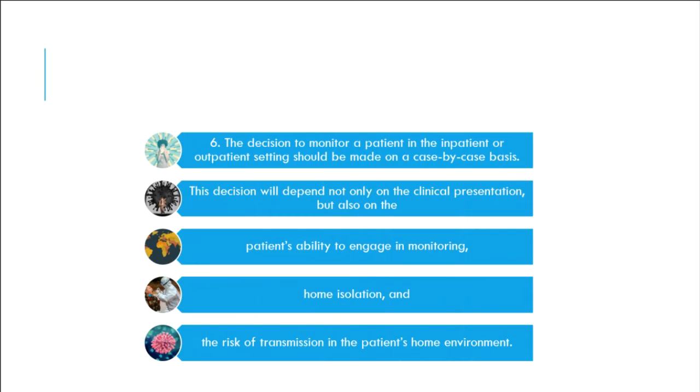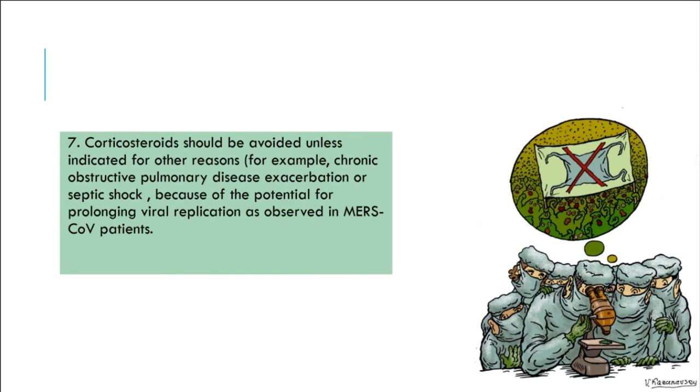6. The decision to monitor a patient in the inpatient or outpatient setting should be made on a case-by-case basis. This decision will depend not only on the clinical presentation, but also on the patient's ability to engage in monitoring, home isolation, and the risk of transmission in the patient's home environment. 7. Corticosteroids should be avoided unless indicated for other reasons, for example, chronic obstructive pulmonary disease exacerbation or septic shock, because of the potential for prolonging viral replication as observed in MERS-CoV patients.